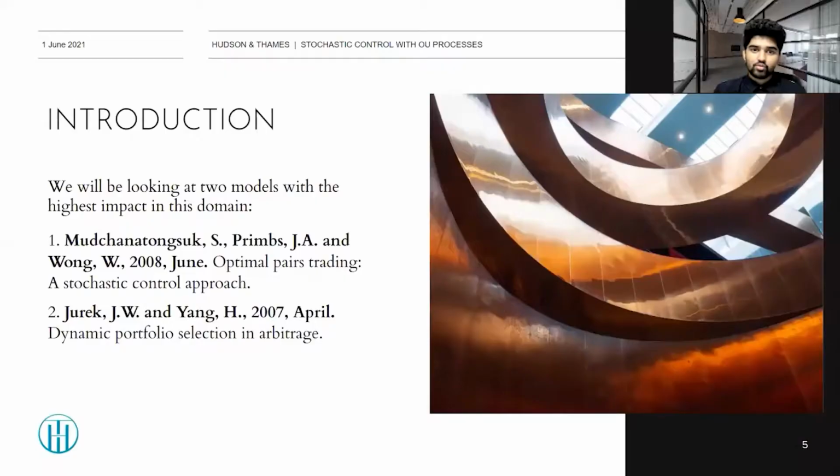So let me introduce the two papers that we'll be discussing here. The first paper is titled Optimal Pairs Trading: A Stochastic Control Approach, written by Mudchanatongsuk, Primbs and Wong in 2008. And the second paper is titled Dynamic Portfolio Selection Arbitrage, written by Ural and Yang in 2007.